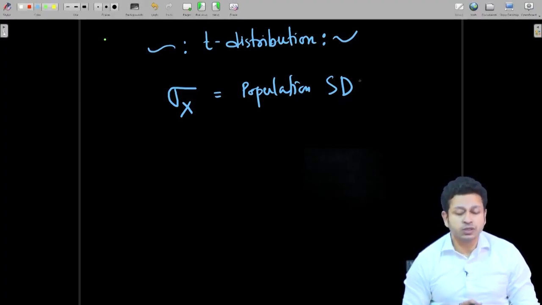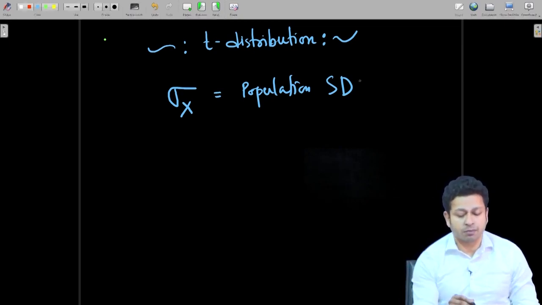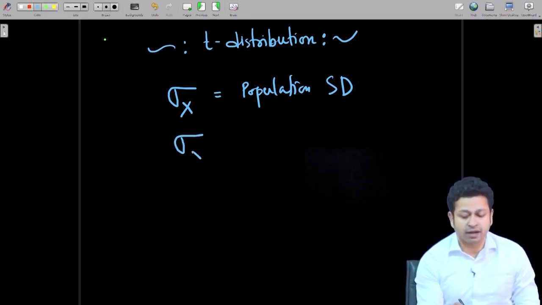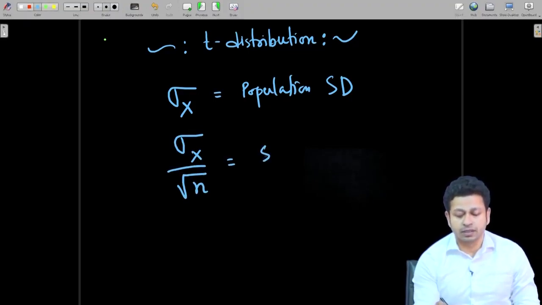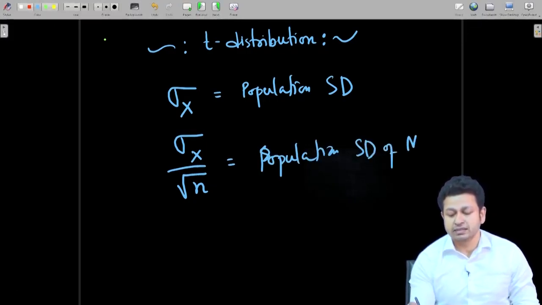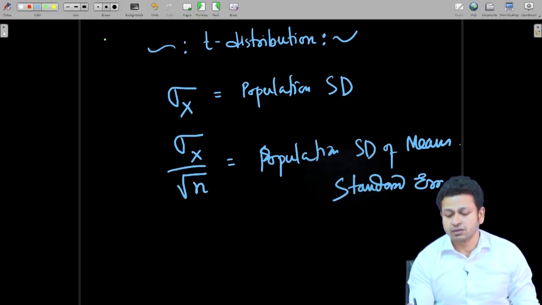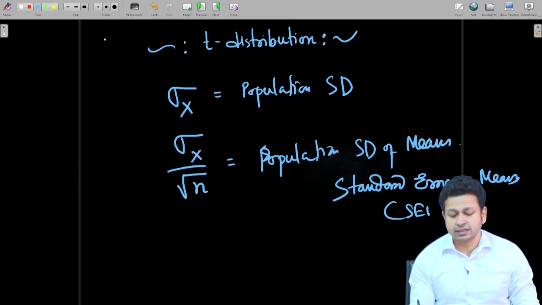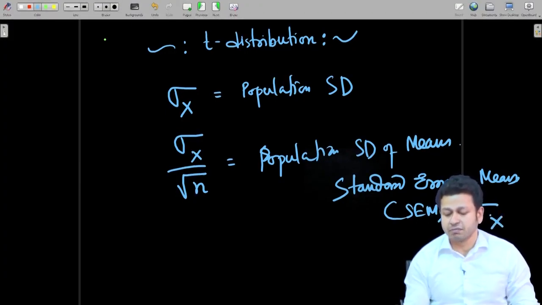Now we usually do not do that. What we do as an approximation is that we simply divide it by the square root of n, and that is the population SD of means. We sometimes call it the standard error of means, or SEM, and sometimes we represent it as sigma x bar.